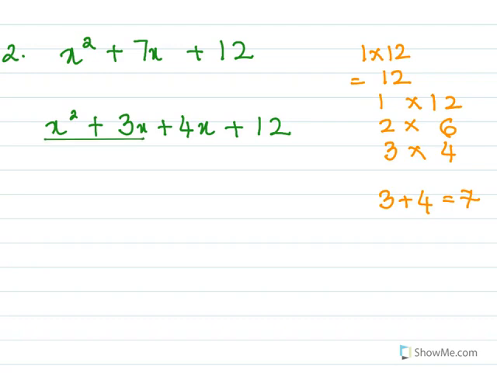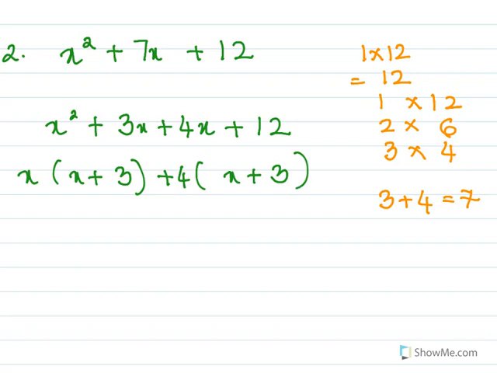Now from x square plus 3x, we're going to take common out. The common out will be x. So this is x plus 3. And from here, we'll take common out, and that would be plus 4. That is x plus 3. Now x plus 3 is common out here. So that would be x plus 3, and what would remain is x plus 4. So these are the factors, x plus 3 and x plus 4.